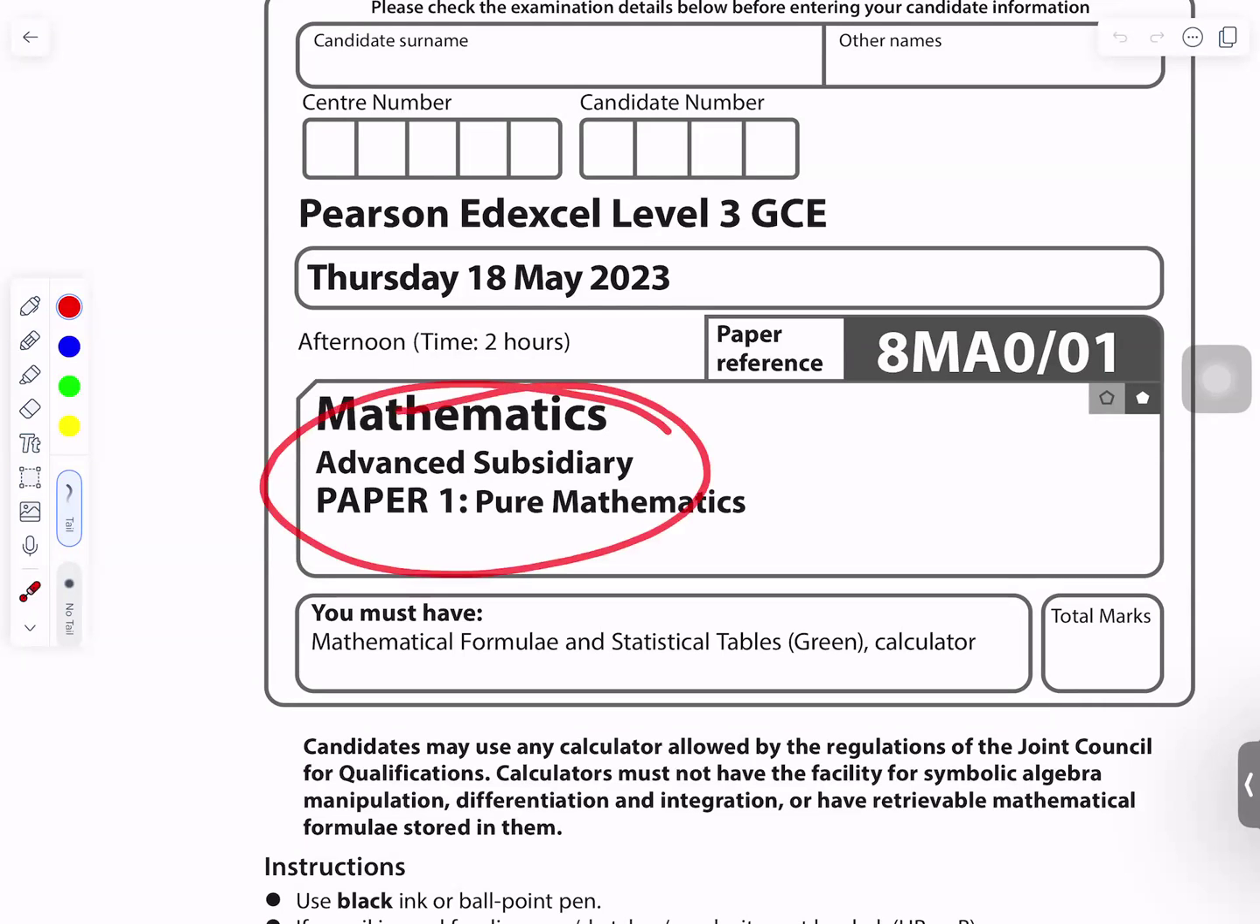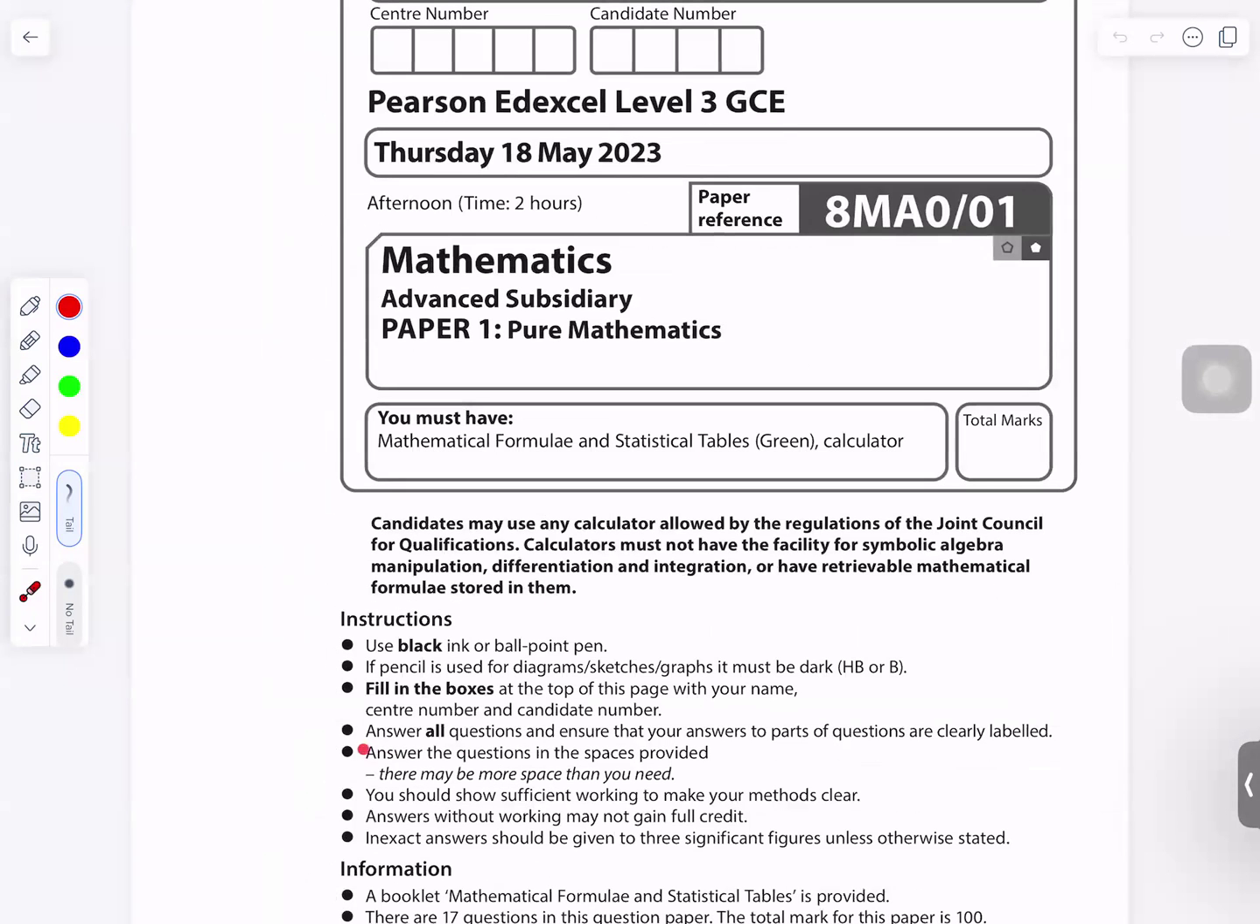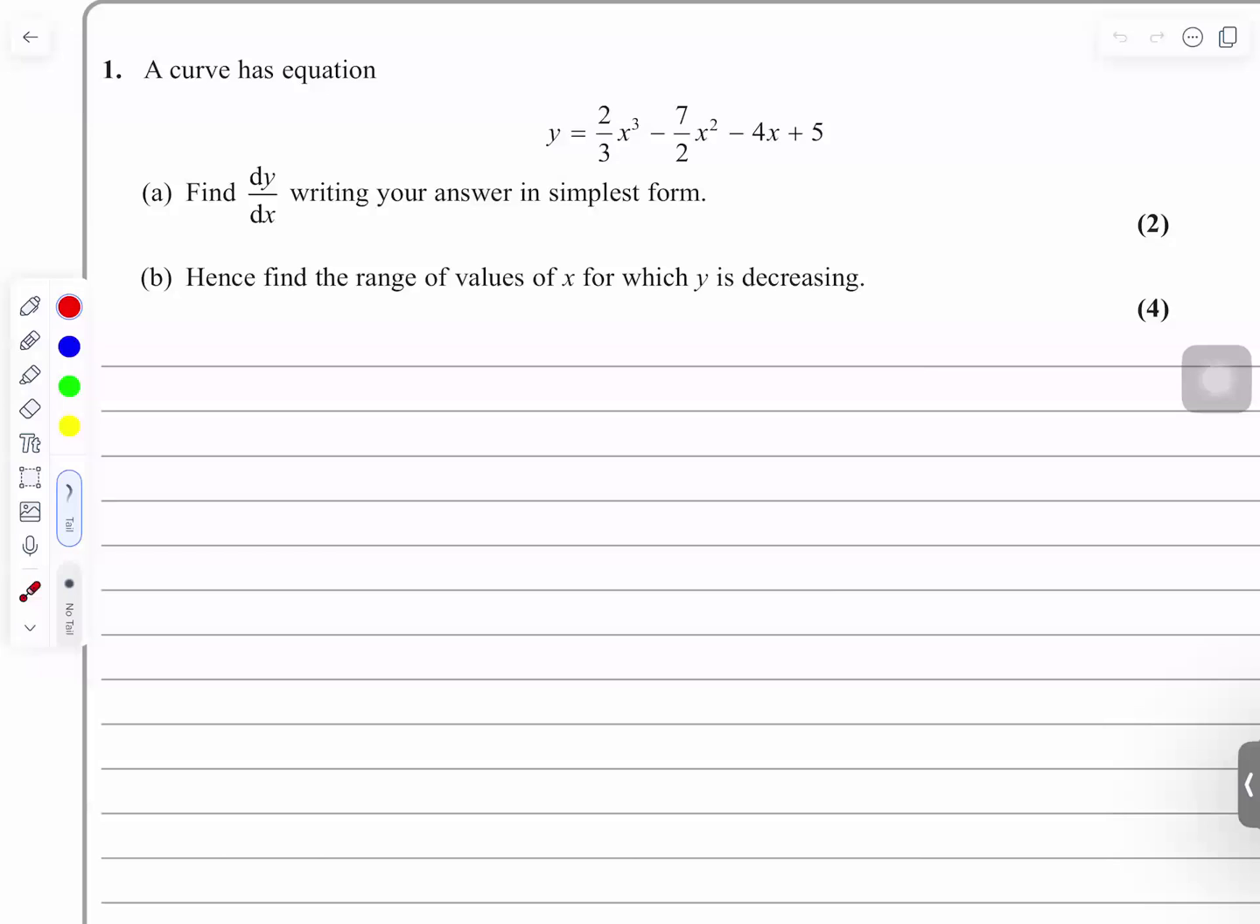Advanced Subsidiary, Paper 1, Pure Mathematics, 2023. Answer all questions. Question 1, a curve has equation. Find dy over dx, writing your answer in simplest form. Hence, find the range of values of x for which y is decreasing.